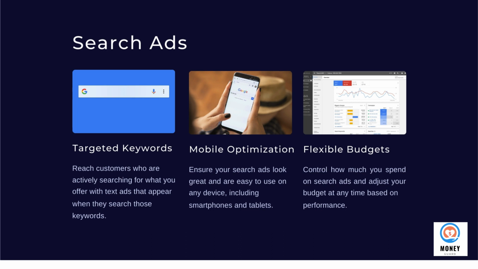Search ads. Targeted keywords: reach customers who are actively searching for what you offer with text ads that appear when they search those keywords. Mobile optimization. Ensure your search ads look great and are easy to use on any device, including smartphones and tablets. Flexible budgets. Control how much you spend on search ads and adjust your budget at any time based on performance.